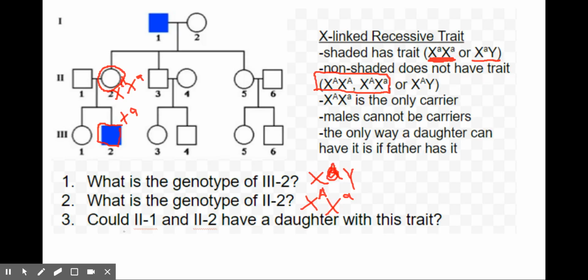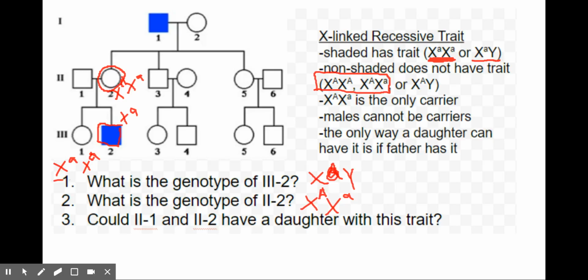The next question says, could 2-1 and 2-2 have a daughter with this trait? Is it possible from this situation to produce a daughter that is XaXa? And the answer is no.